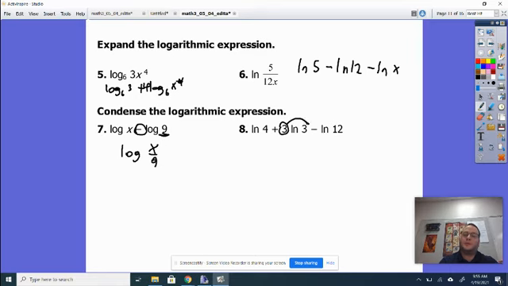I want to move this 3 up here first and then start combining. So we have 4 times 3 cubed, divided by 12.